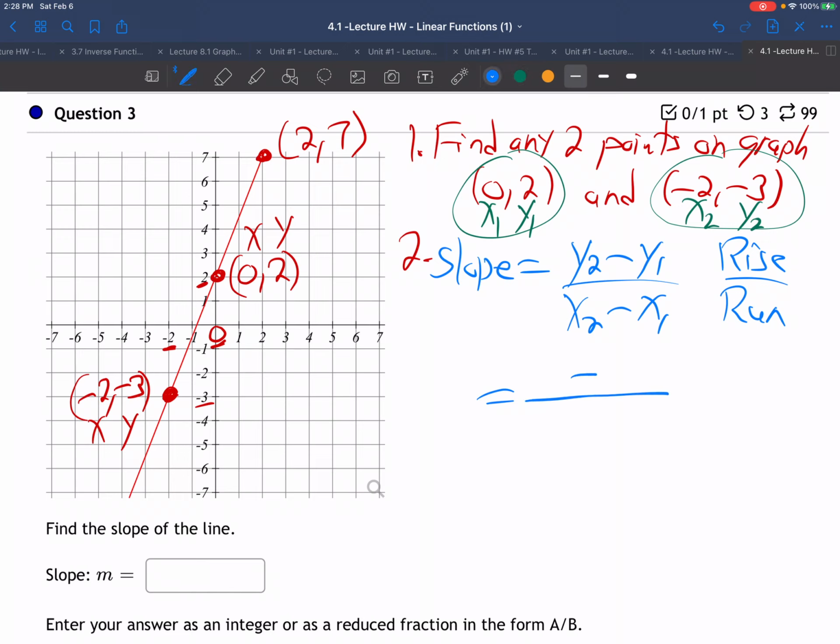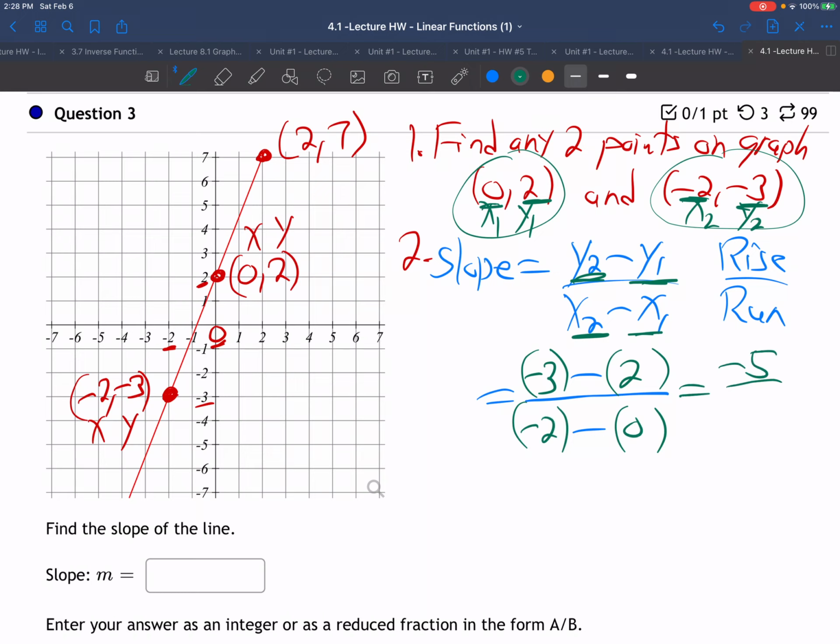Okay, so now here we go. Got to be a little careful here. Let's put down the minus signs, and I'm going to plug in the 4 numbers. So what goes here first? y2. So -3 minus y1, 2, over x2 minus x1, 0. So that's minus 5 over minus 2. 2 negatives cancel to be positive, or regular 5 halves. So there's the slope. The slope is positive 5 halves.